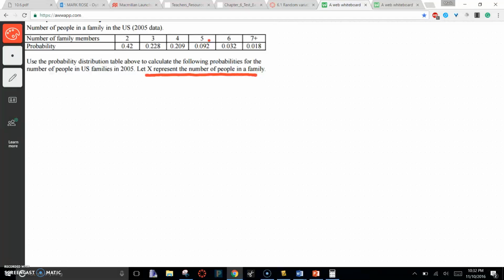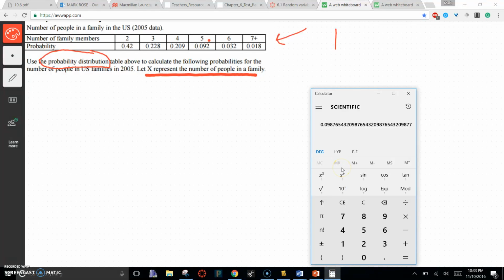So the first thing that we're going to do is see if this is a true probability distribution. You know something's a true probability distribution if, when we add up all of these events, they equal 1 or 100%. So we're just going to do that real quick just to check.